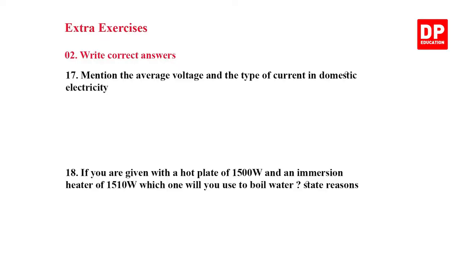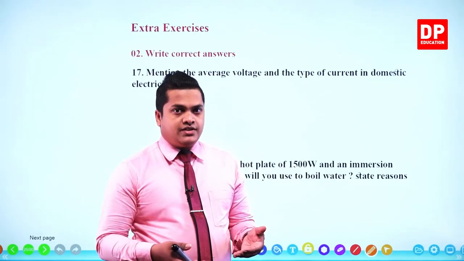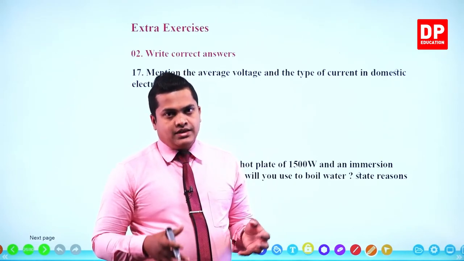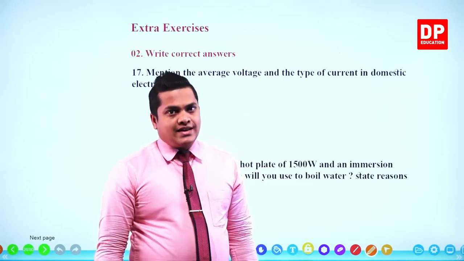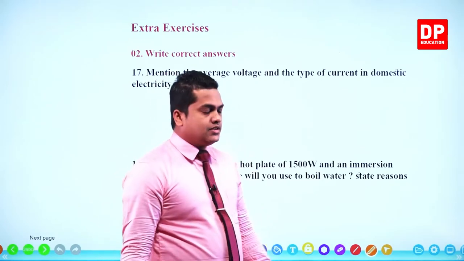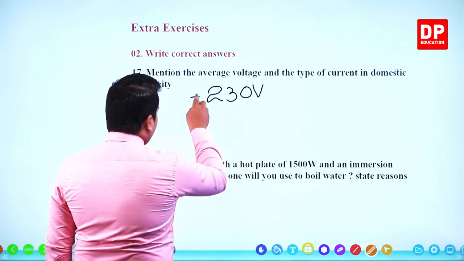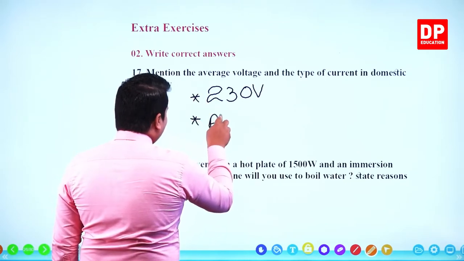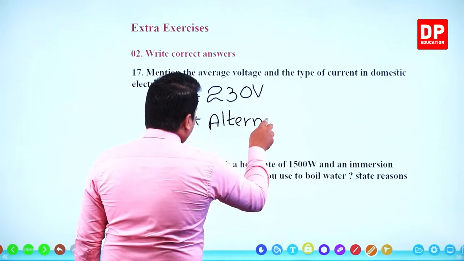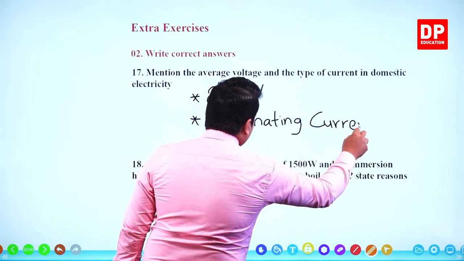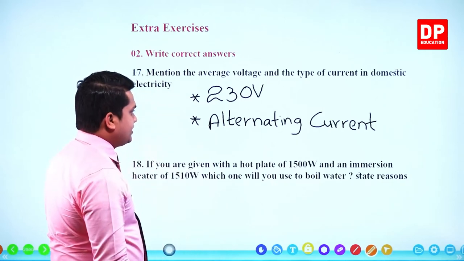mention the average voltage and the type of current in domestic electricity. So in domestic electricity, my dear children, we discussed that the normal voltage is around 230 volts and the type of current which is being utilized in domestic electricity is alternating current. So 230 volts, alternating current. Alternating current is the answer.